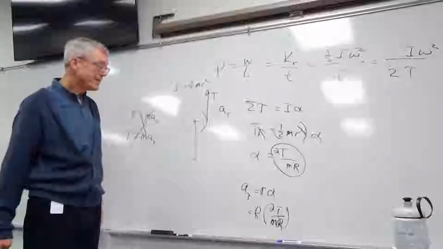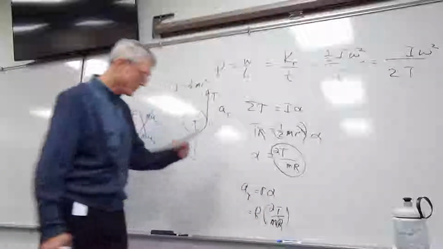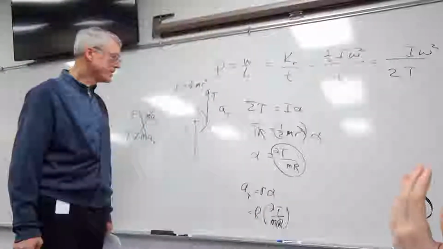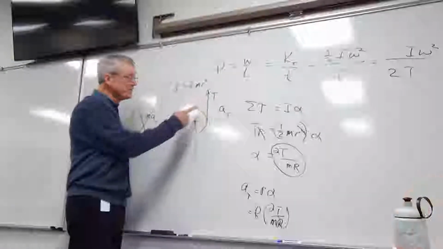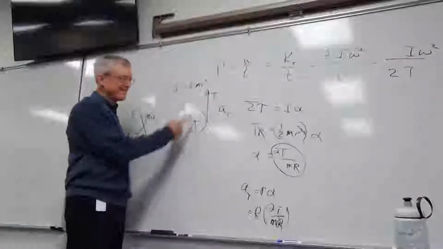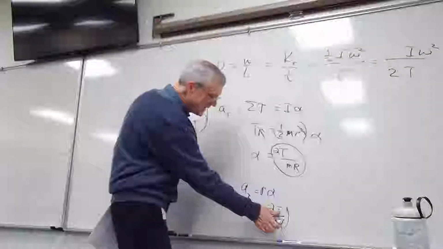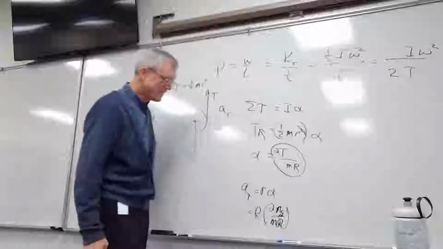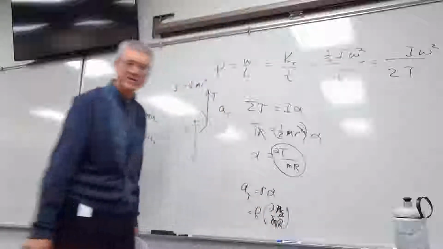Oh, I know what I did. There's no T. If you look at the choices, there's no T in any of the choices, is there? I need to put something in for T. We already said T was equal to mg. So instead of T, write mg. There you go. Now the m's are going to cancel.